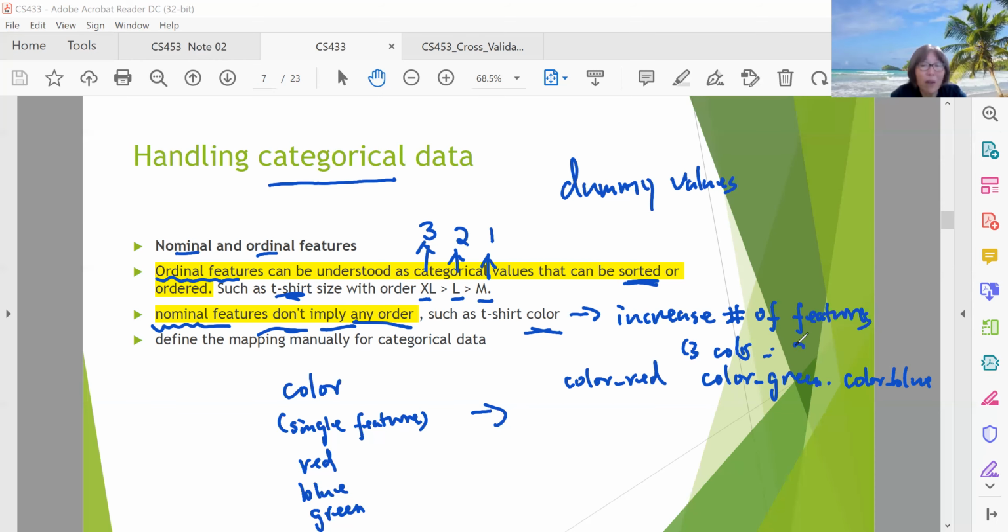Basically, it's like three features. If it is red, you put 1, and if not, 0. If it is green, then it is 1. If it is blue, it's 1. All other cases are 0. So you increase the dimensionality. That's for nominal features.